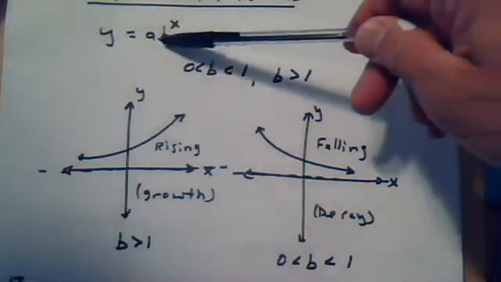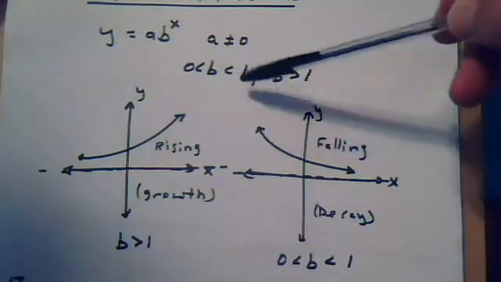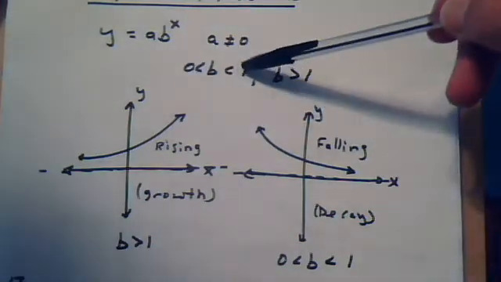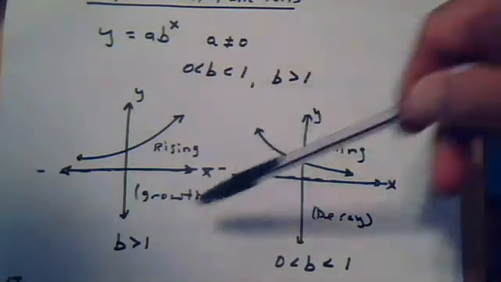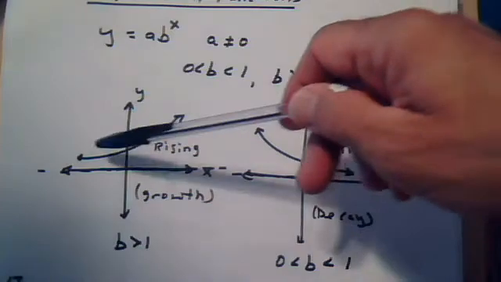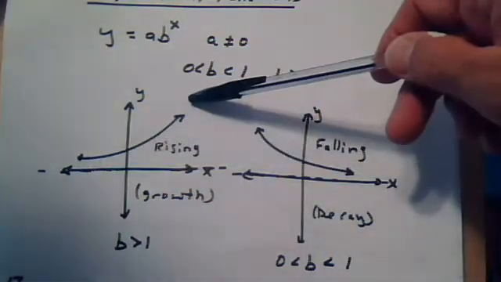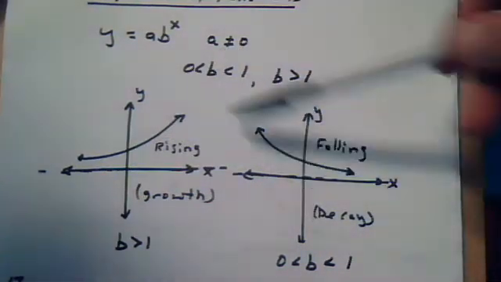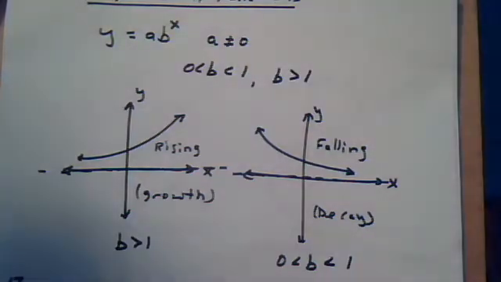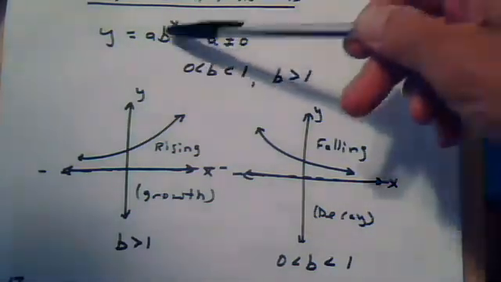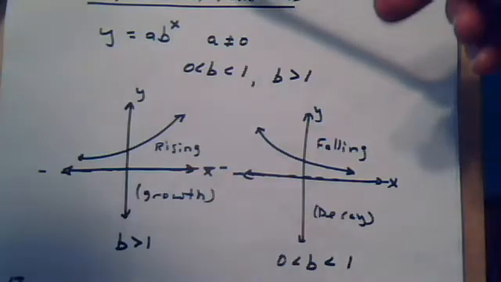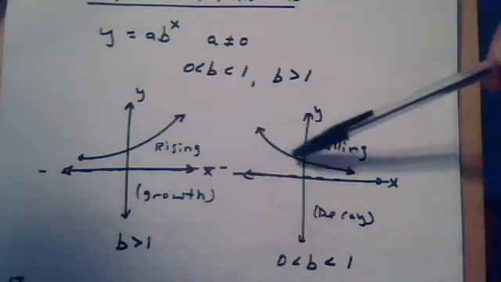And then look at the b. The b can be between 0 and 1, and the b can be greater than 1. If the b is greater than 1, then you expect the graph to be rising. If the b is between 0 and 1, which means a proper fraction, like 1/2, 2/3, then you expect the graph to be falling.